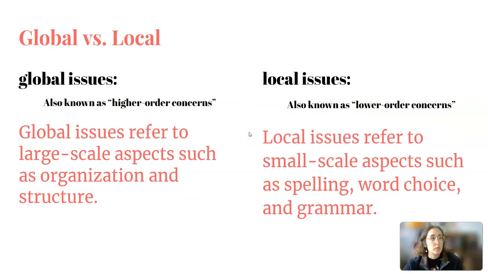So here's what global and higher order concerns mean versus local or lower order concerns. Global issues refer to large scale aspects, organization, the structure of an assignment, versus local issues are more small scale, spelling, word choice, run-on sentences for the précis, that sort of thing. But the balance here is you'll want to leave feedback for both of those things. So you don't necessarily just want to focus on spelling mistakes and grammar, but also, is it formatted correctly? Is the APA looking good? Does it flow? That sort of thing.